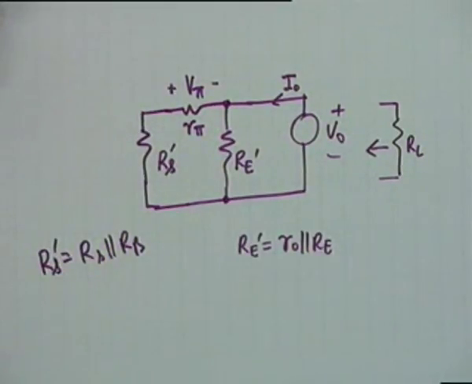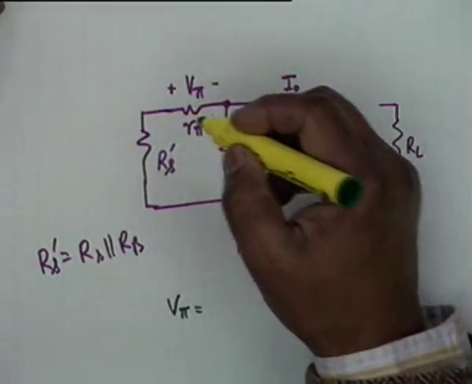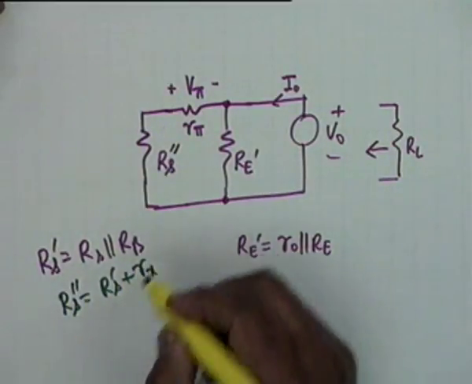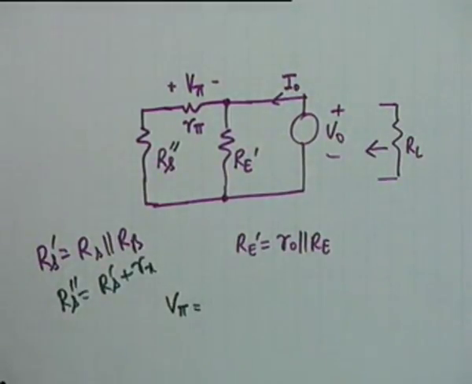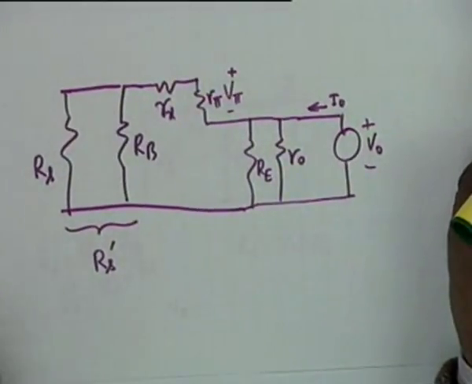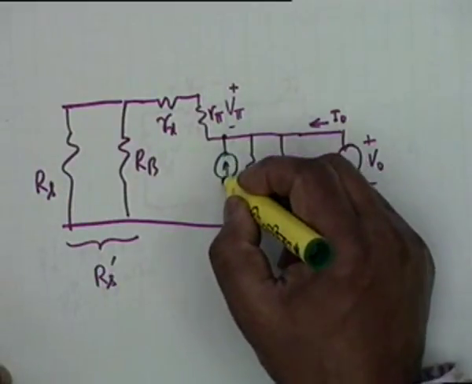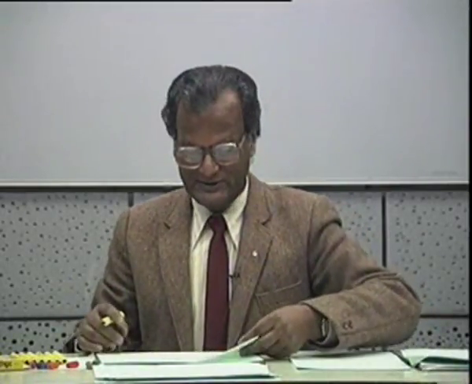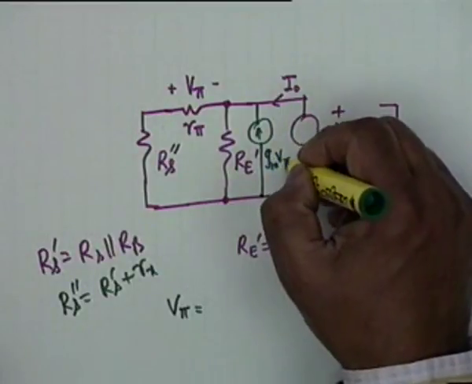Okay? So, can we write the expression for V pi now? So where is Rx? Okay. Agreed? What about the dependent current source? Yes, sir. Which current source? It should be divided by beta plus 1. It has to be beta plus 1. Very good. So we go back. Alright, I intentionally missed that. There should have been a current source here, Gm V pi. Okay, there should have been a current source here, and this should come here. Agreed? Gm V pi. This should come here.